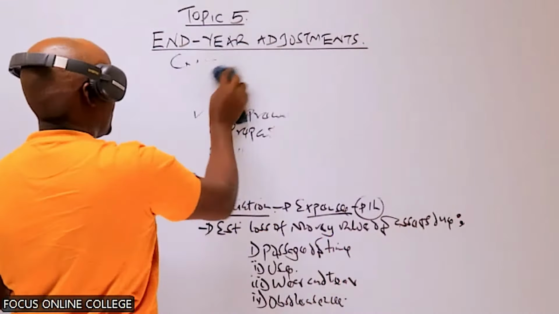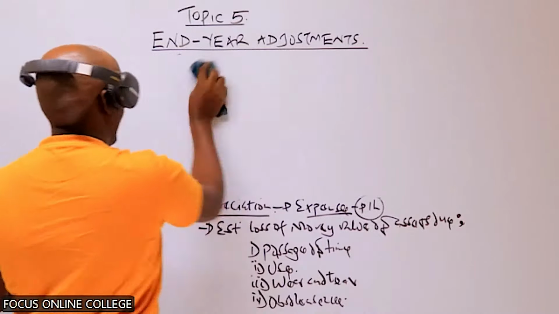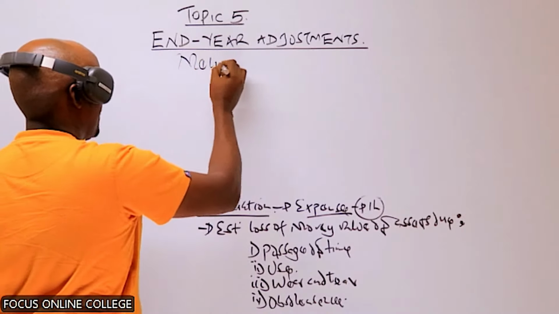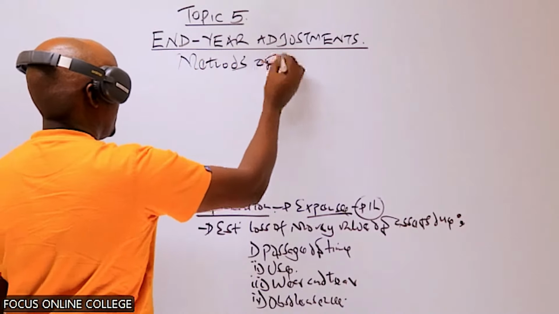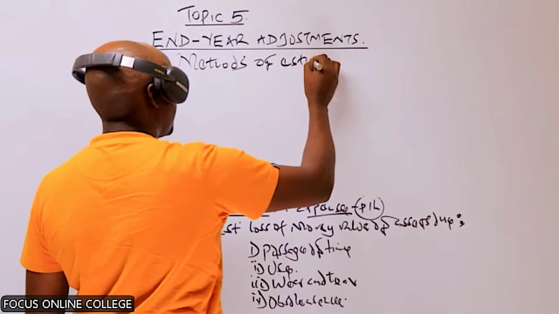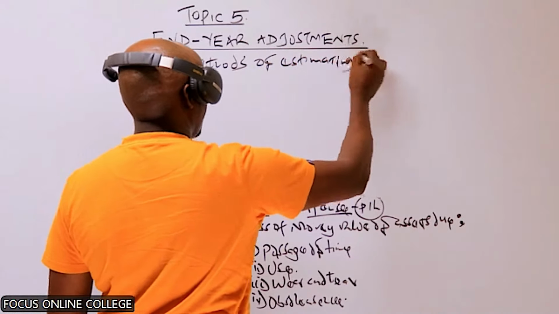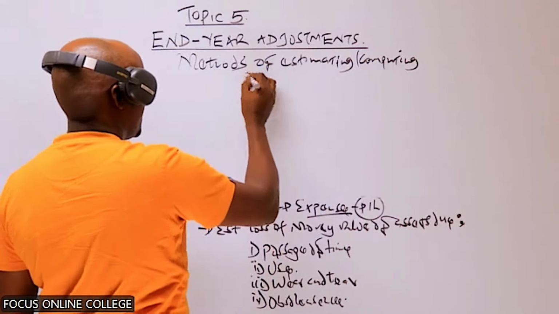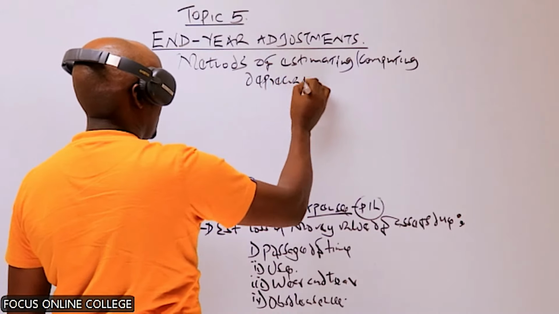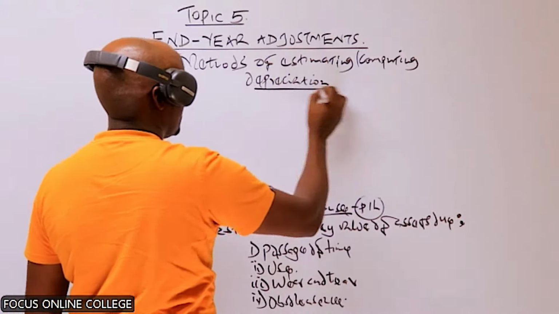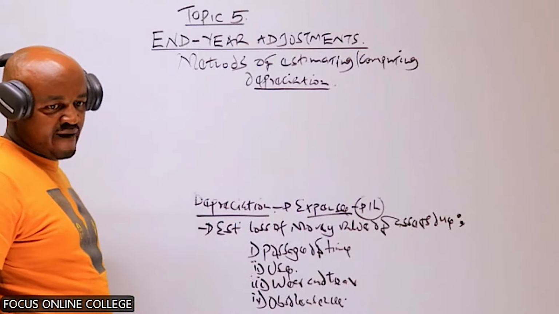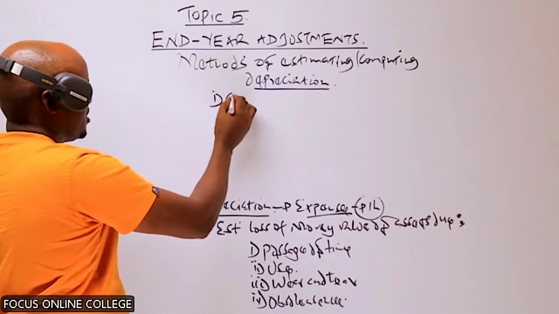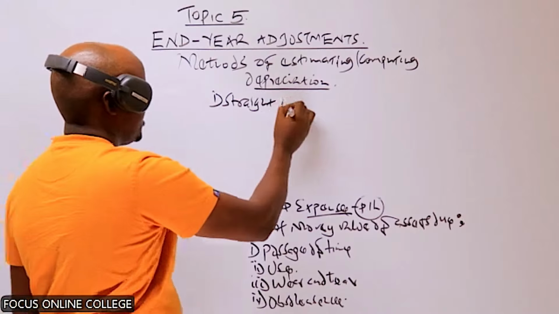We look at the methods of estimating depreciation, or in other terms, methods of computing depreciation. Methods of computing what? Depreciation. Now here we have various methods. The first one is called the straight line method.